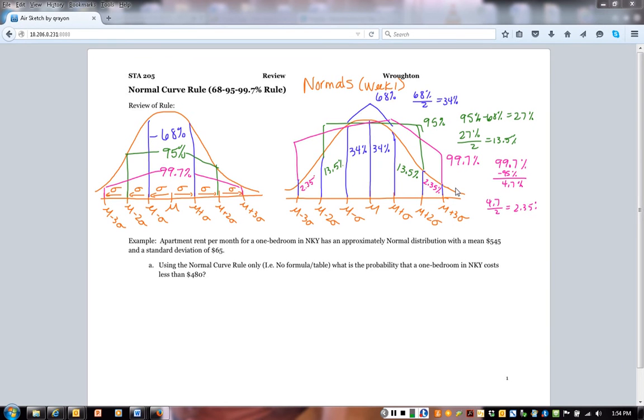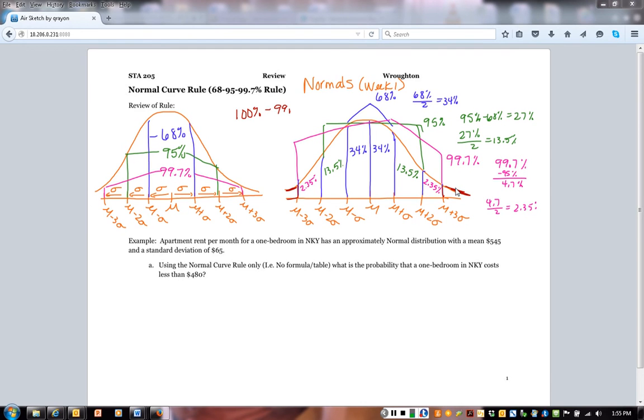And then last, which might not seem like we have it covered, are these little pieces out here on the ends. Right, there's still data that's out there. I've just got to figure out how much. Well, we know the total picture should add up to 100%, so I should cover everything.